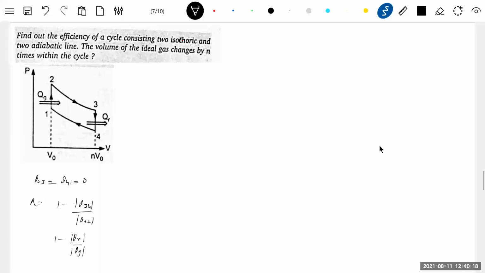Be mod, so let's keep mod for both. Then what is the formula? 1 minus heat rejected is equal to, so this should be equal to N CV (T4 minus T3) over N CV (T2 minus T1).